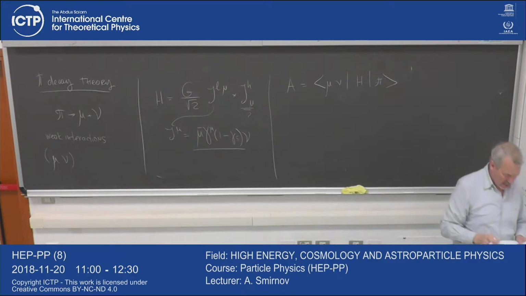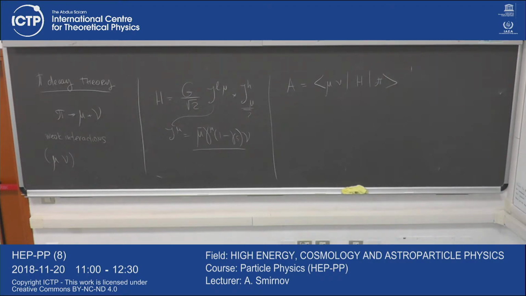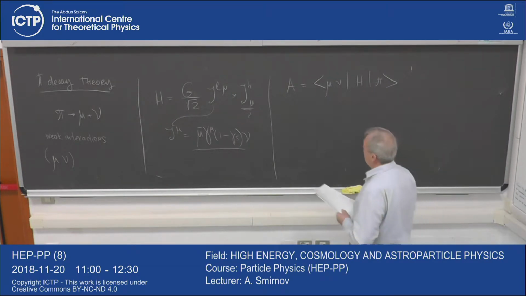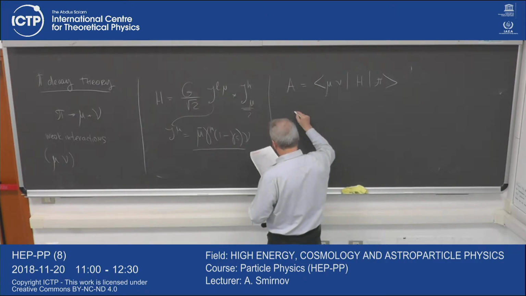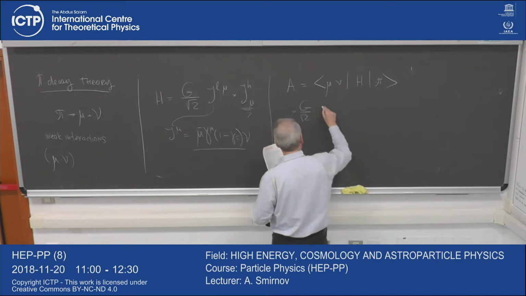Right, so I need to compute this matrix element, and then of course compute the modulus squared of this element, and this gives me the probability, the usual stuff. Now inserting the Hamiltonian, I can rewrite this, so I can continue as G over square root of 2.